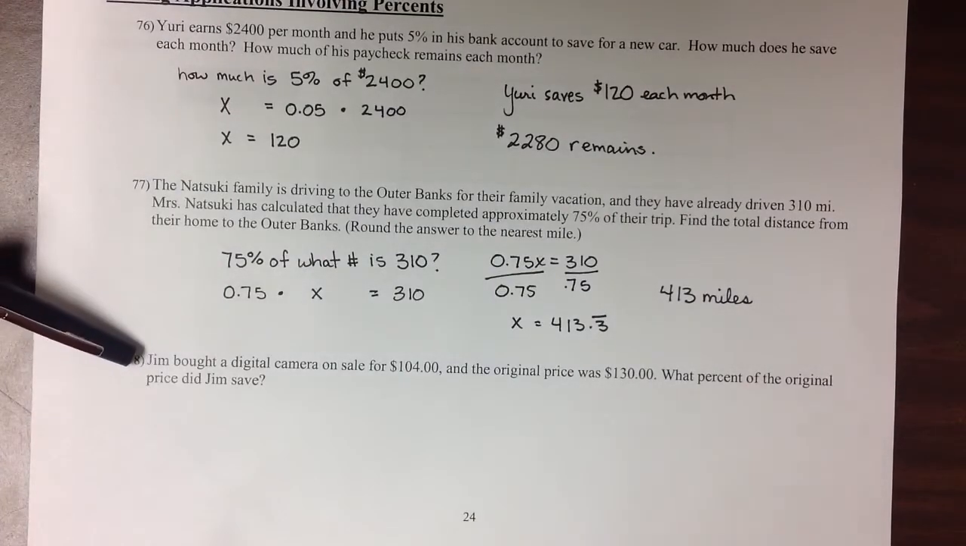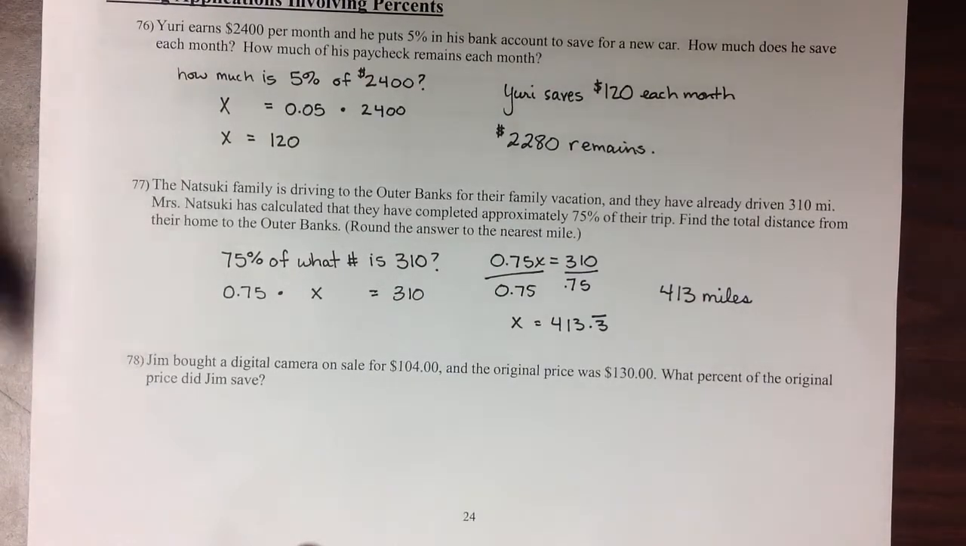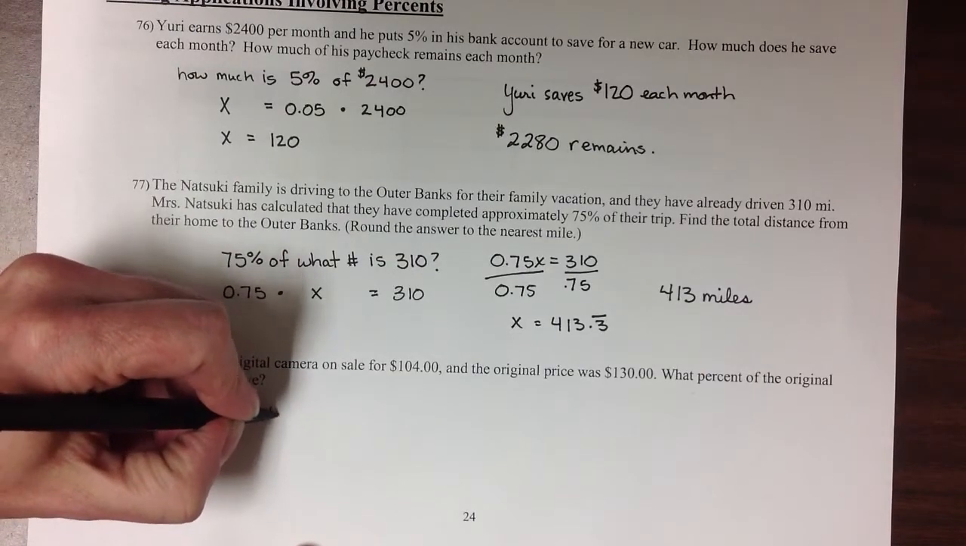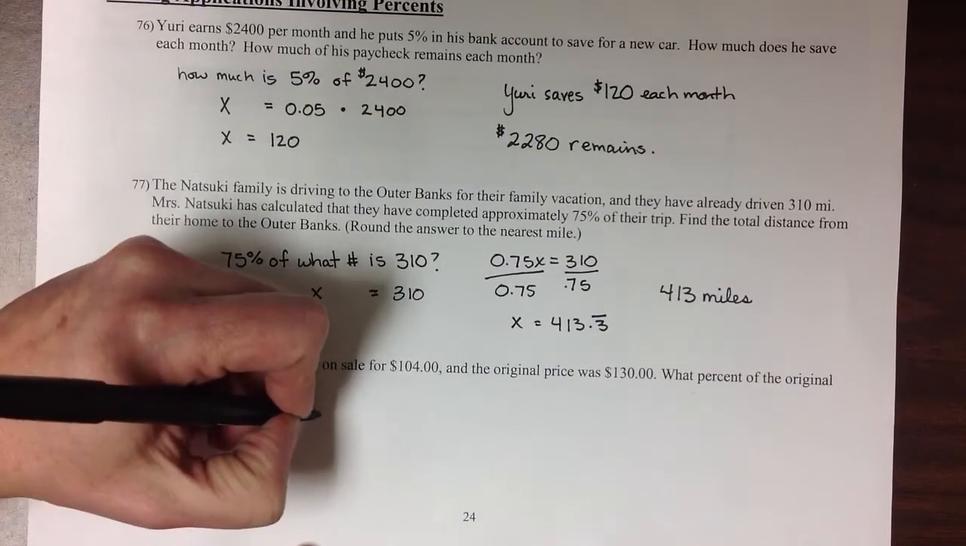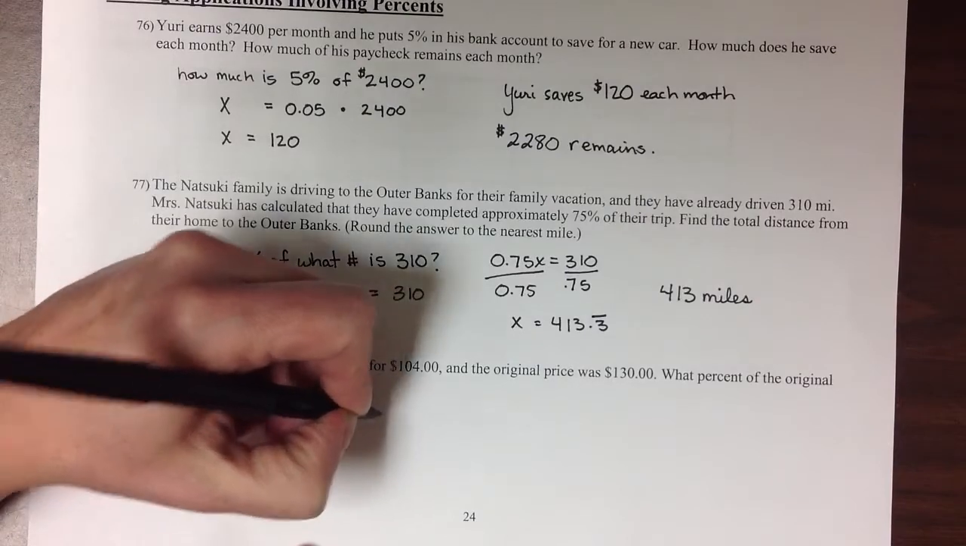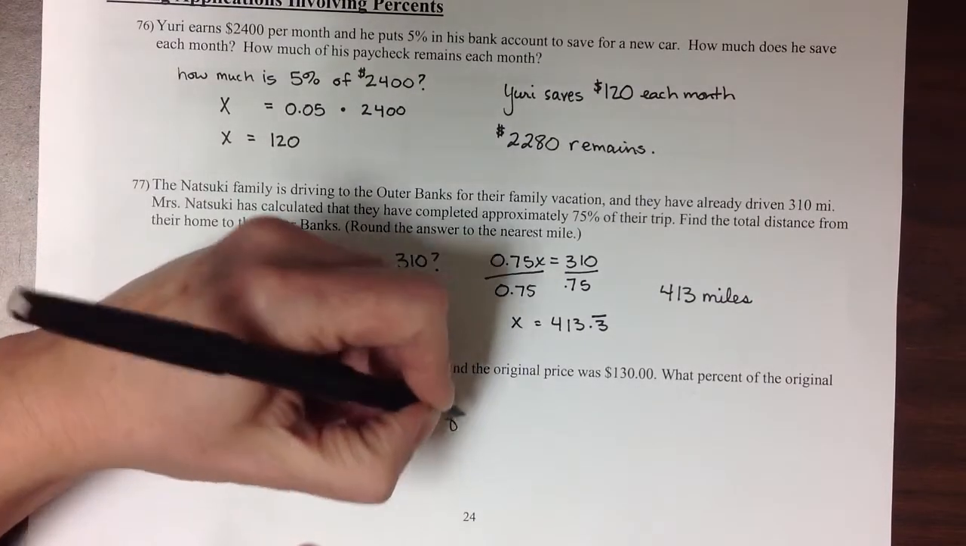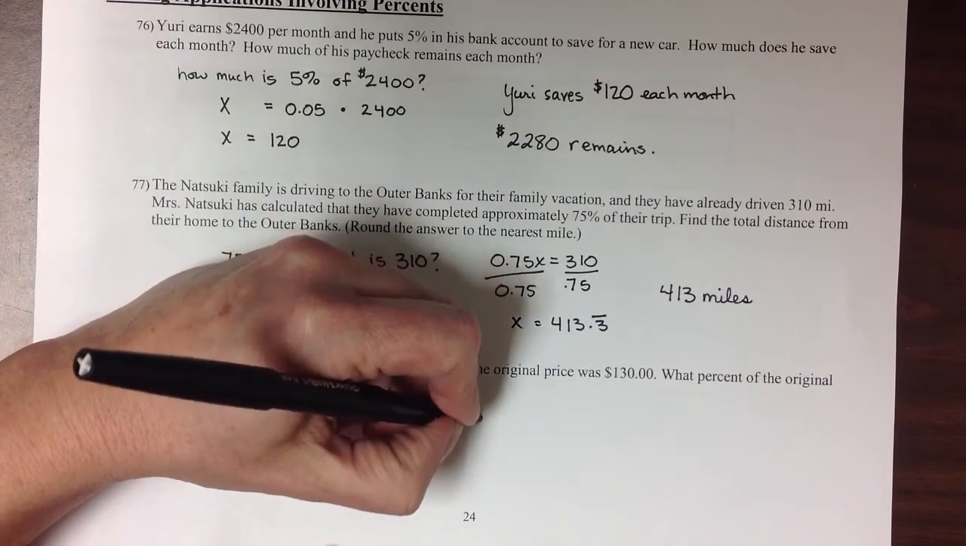In this last example, Jim bought a digital camera on sale for $104. The original price was $130. What percent of the original price did Jim save? So the question that we're asking is $104 is what percent of $130?